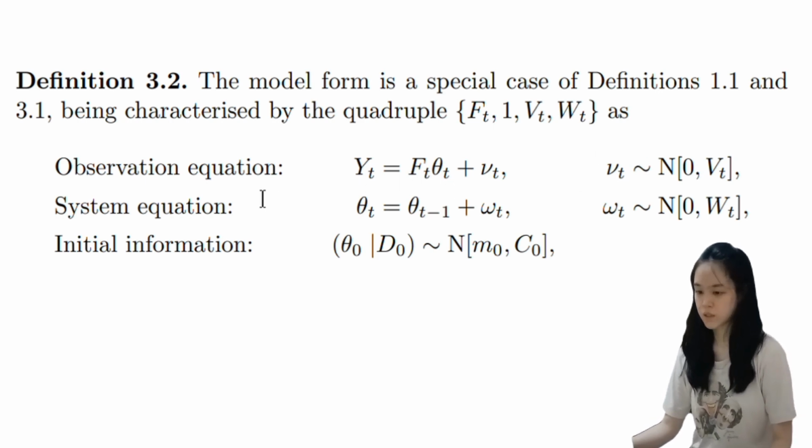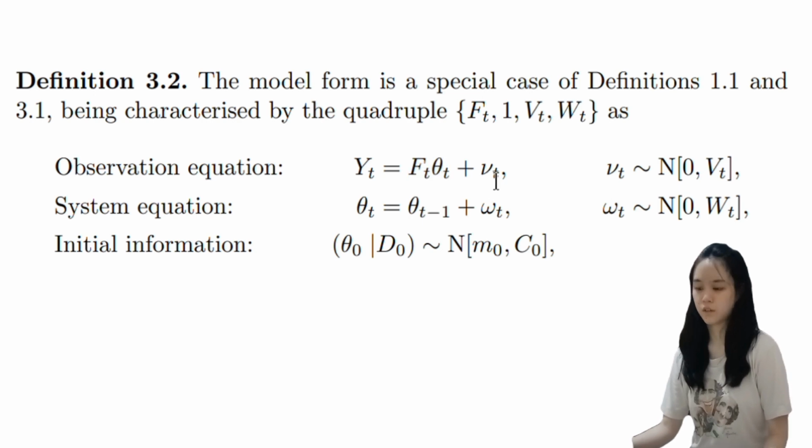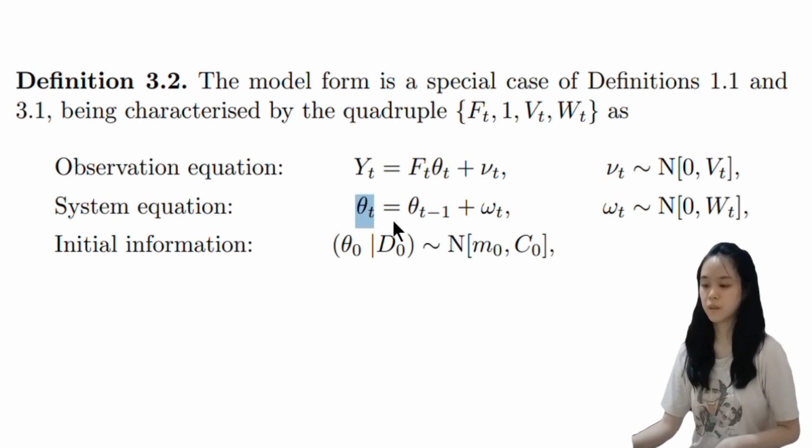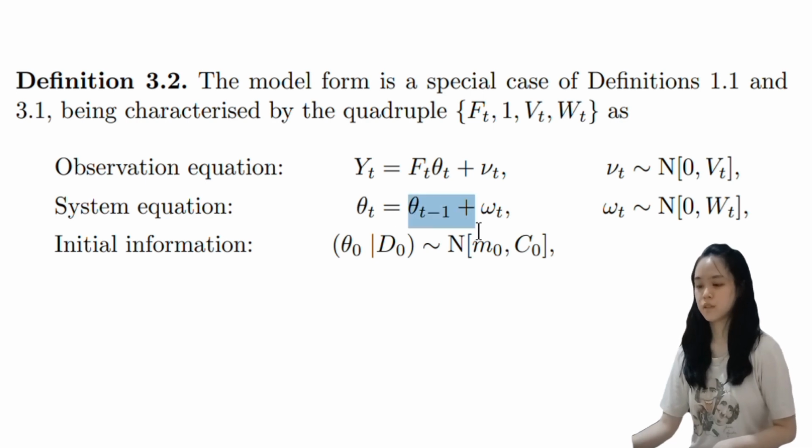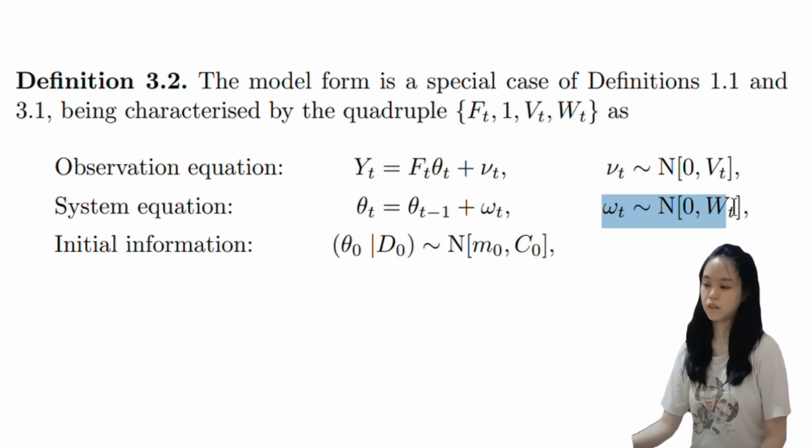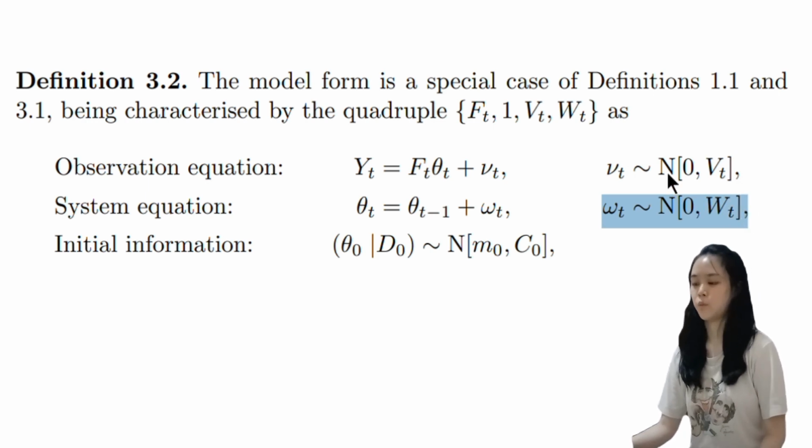Okay, and so once again, we have two equations. The first one is the observation equation. So Yt is modeled as Ft times the state vector, theta t, plus some error term. And then the state vector, theta t, is also modeled in the system layer, which is the previous state vector plus some error term. The error terms are still using the same assumption, which is normally distributed with variance as written here.